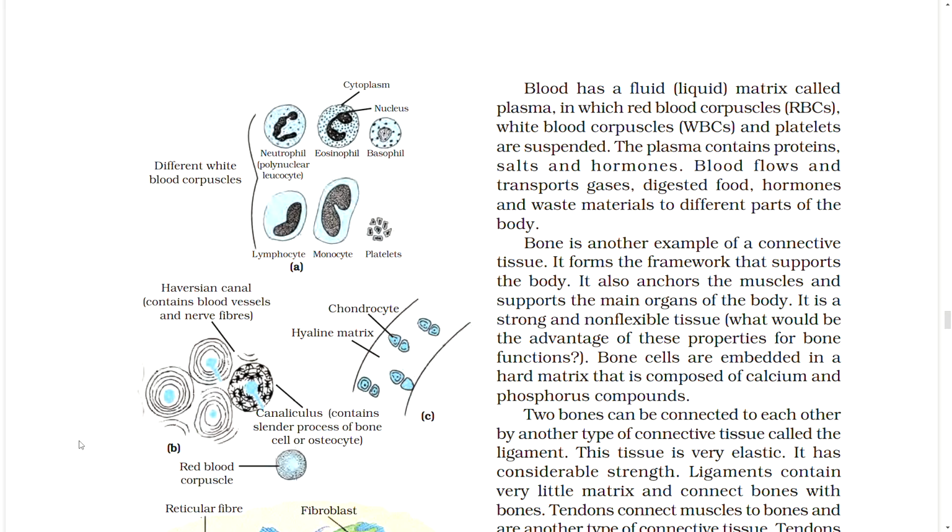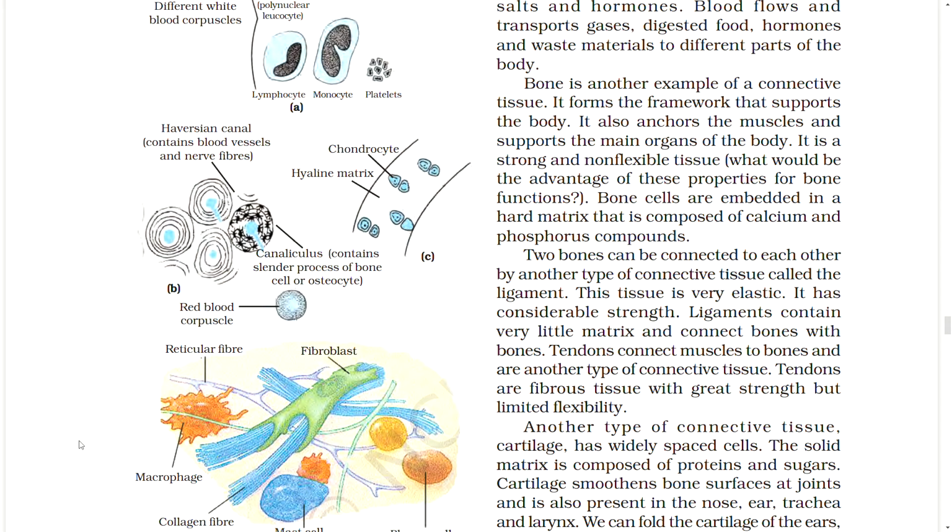What would be the advantage of these properties for bone functions? Bone cells are embedded in a hard matrix that is composed of calcium and phosphorus compounds. Two bones can be connected to each other by another type of connective tissue called the ligament. This tissue is very elastic. It has considerable strength. Ligament contains very little matrix and connects bones with bones.